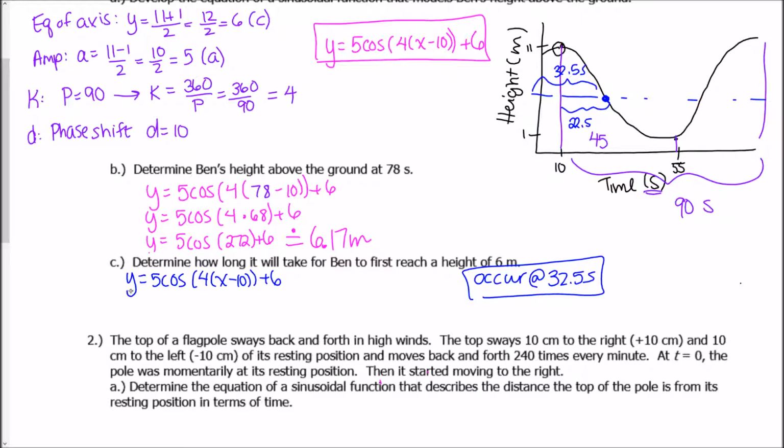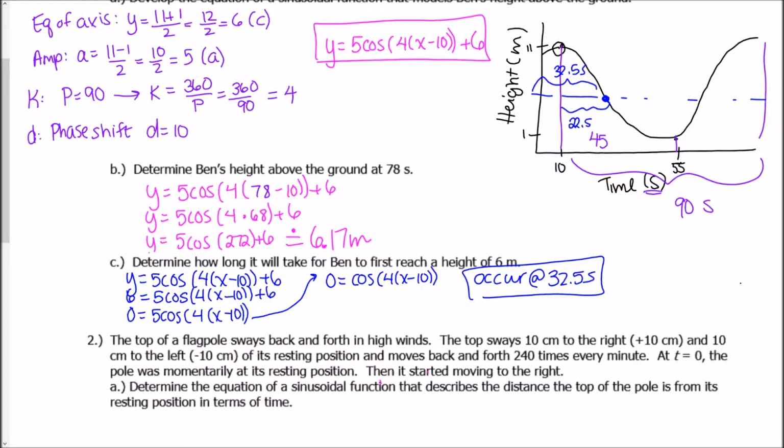So I'm going to fill in 6 for y this time. And it's going to be 6 equals 5 times the cosine of 4 times (x minus 10) plus 6. And then I'm going to get rid of the 6's on both sides. So I get 0 equals 5 times the cosine of 4 times (x minus 10). Okay, and then I'm going to get rid of the 5 by dividing everything by 5. So I get 0 equals the cosine of 4 times (x minus 10).